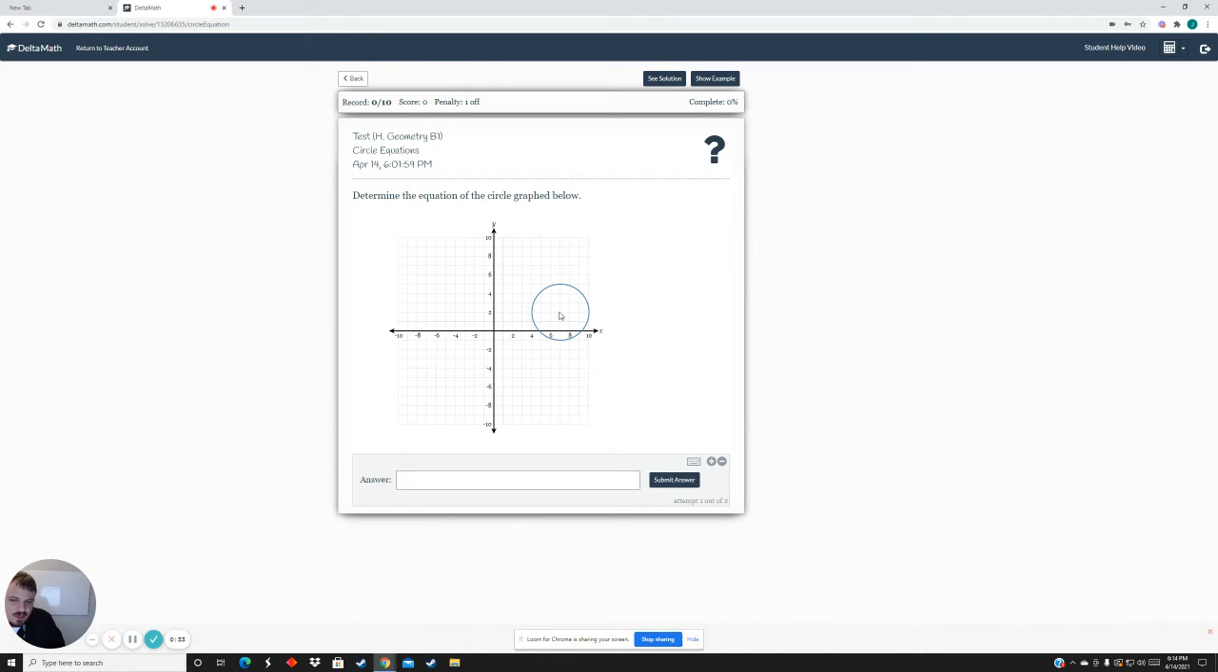The two things you need are the center, which is the point right in the middle of the circle. For this particular circle, the center is the point right there where my mouse is at. You see where my little cursor's at? Right there.